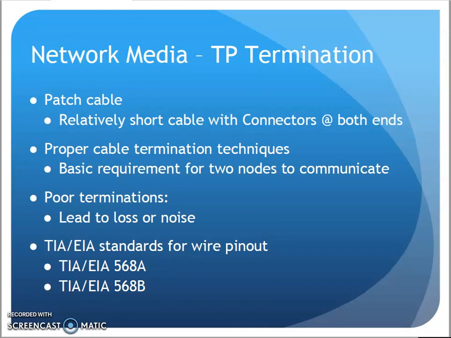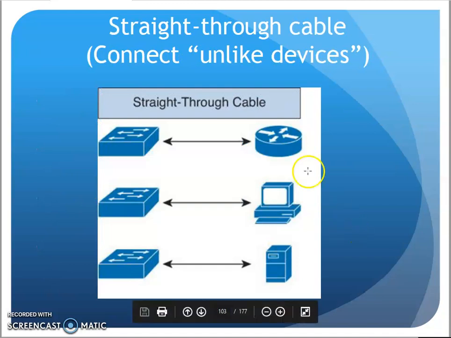Alright, when I deal with cabling, I typically deal with patch cables, a cable to connect 2 things. A patch cable is a relatively short cable with connectors at both ends for connecting. Usually, if I have poor terminations, this is where I can have some noise, interference, and crosstalk occur. So proper cable termination is key. So, the types of cables I run into are straight through, crossover, rollover. So let's talk about those.